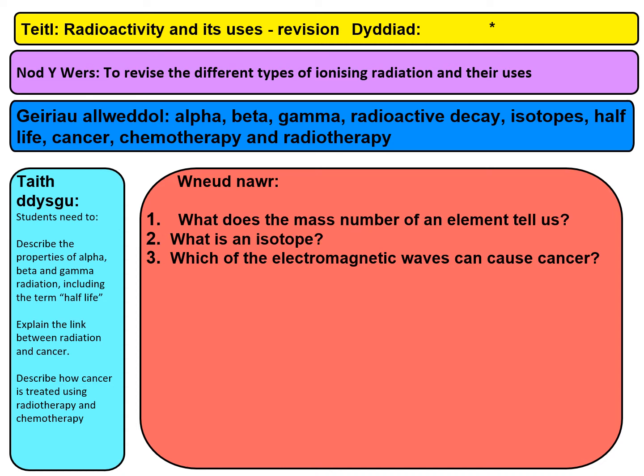So today we're revising the different types of ionising radiation, so that's alpha, beta, gamma, and how they're used in cancer treatment. So we'll be looking at the properties of those. We'll be looking at the link between radiation and cancer, and then looking at how radiation can actually be used to treat cancer in the form of radiotherapy, and we'll also be recapping what we mean by chemotherapy. So there's a do now task on the screen if you'd like to pause and have a go at those questions.